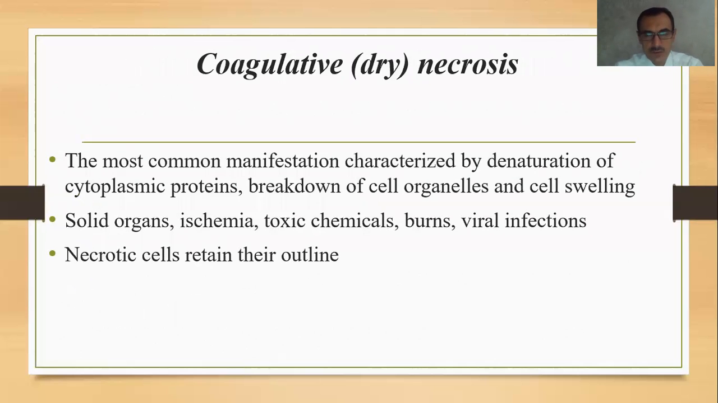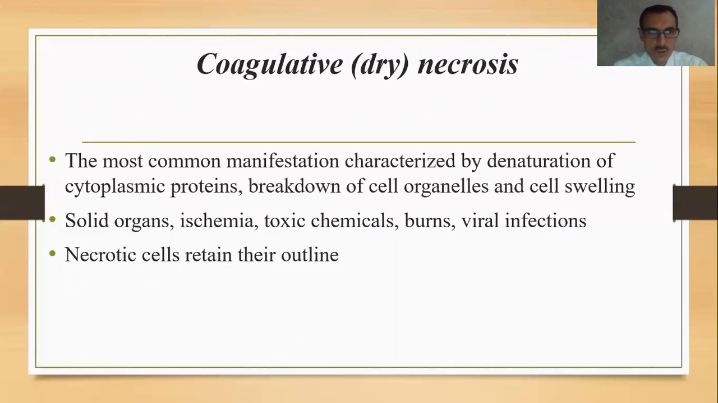The coagulative or dry necrosis. If you remember our lecture about intracellular parenchymatous degenerations, we discussed some of them, such as the pernicious degenerations, that was said about degeneration by the denaturation of the proteins, or about the most common manifestation characterized by denaturation of cytoplasmic protein, breakdown of cell organelles, and cell swelling. We call it the hyaline droplet degenerations.